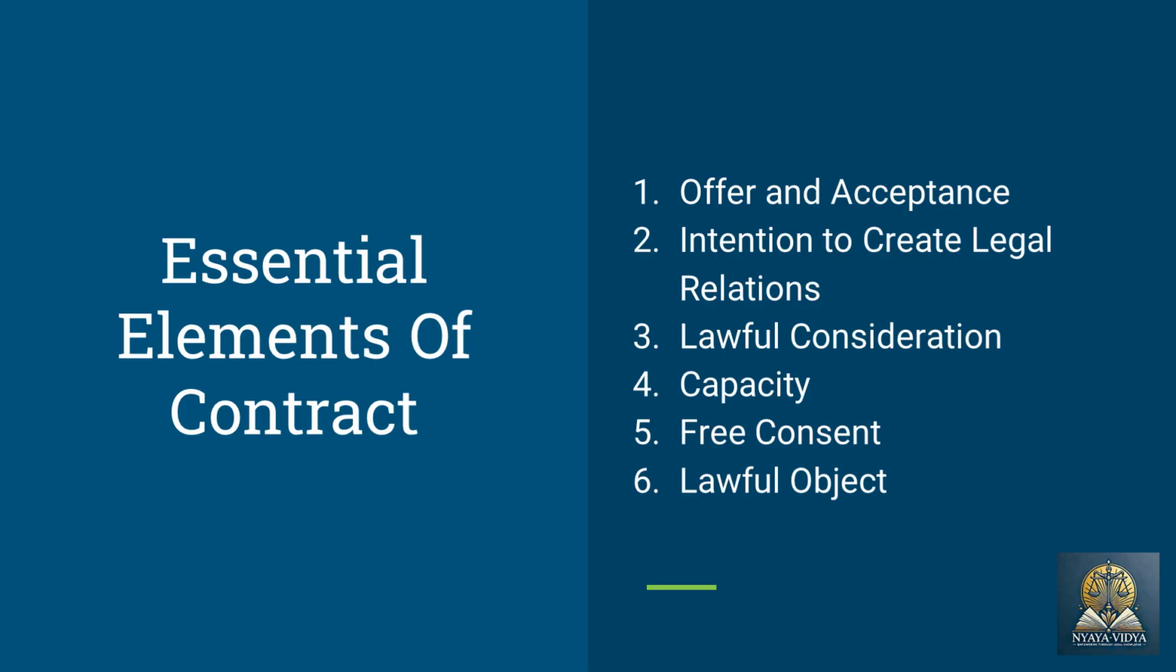The fifth one is free consent. Consent must be obtained without coercion, undue influence, fraud, misrepresentation, or mistake. Coercion is nothing but using threats or force to obtain consent. And the sixth one is lawful object. For any contract, the object must be lawful. For example, a contract for the sale of illegal substances, marijuana, drugs, all these things, is void as the object is unlawful.